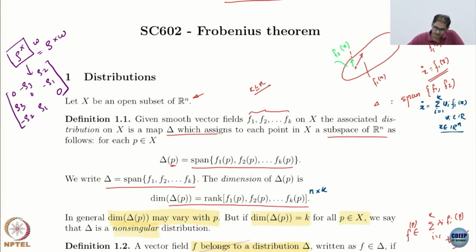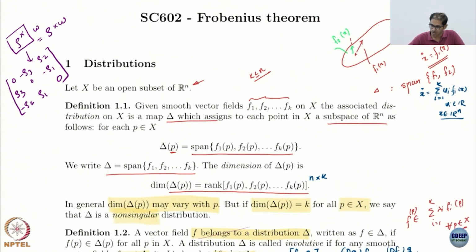So this is the context of the Frobenius theorem. Again, I am freely using notes that Vivek had used a while ago. I have of course made some notes here and there, but we start with the notion of distributions. What is a distribution? A distribution is a pretty straightforward idea.